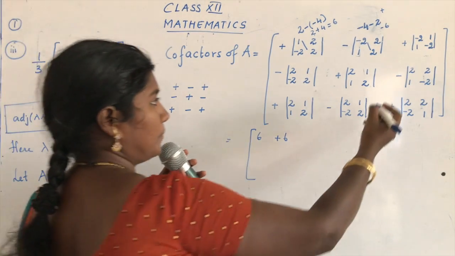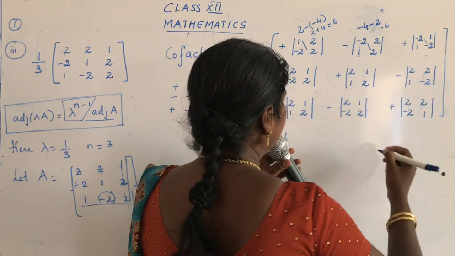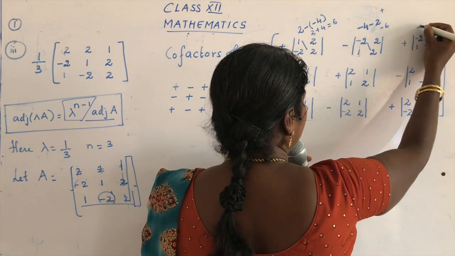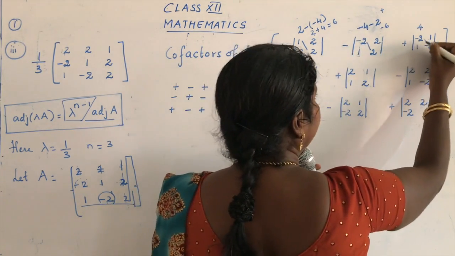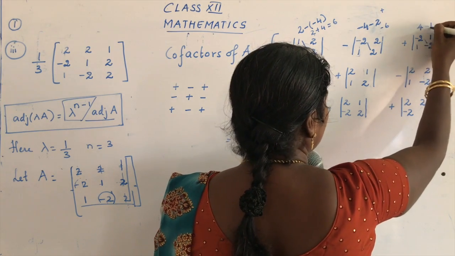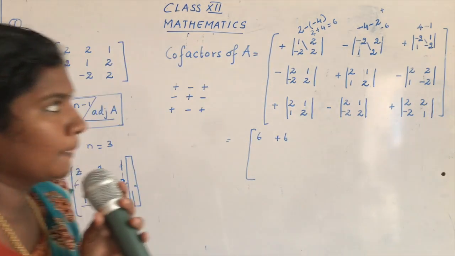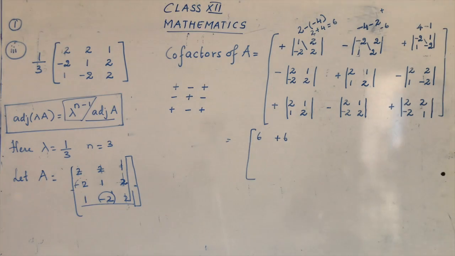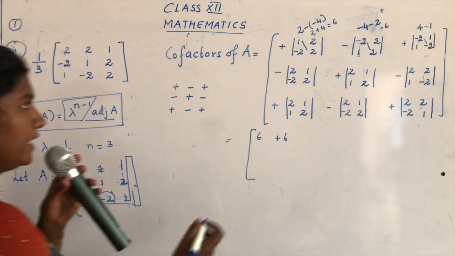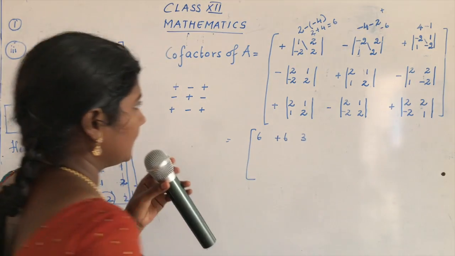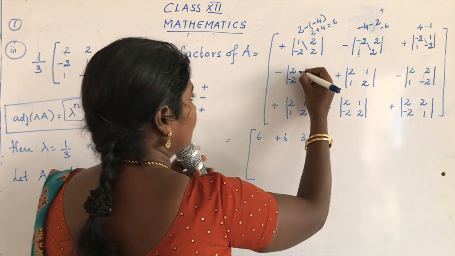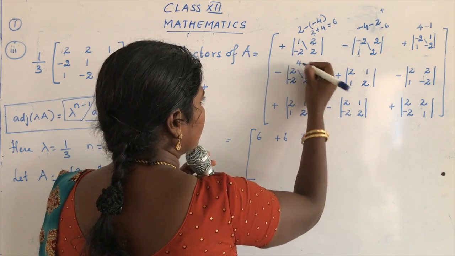Next thing. Minus 2 into minus 2 is plus 4. 1 into 1 is 1, minus 1. What is the answer? 4 minus 1 is 3. What is the sign present outside? Plus. So what is the answer you get? 3.